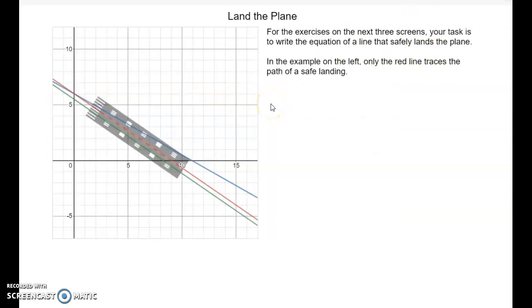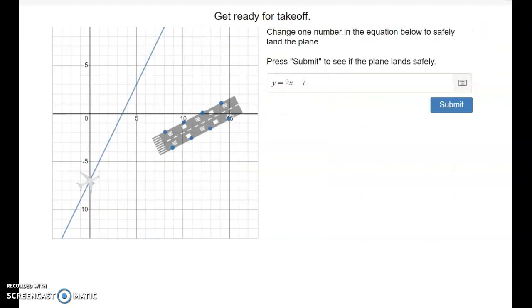For this exercise, for the next couple screens, we're going to write an equation that will safely land the plane. In the examples on the left, only the red traces the path of safe landing. As you can see here, this red line goes straight through the middle, the dashed line, the center of the tarmac. And if you click it, you can see that the y-intercept is at 6, the x-intercept's at 9. You can see over here, and green is something different. So we want to land the plane safely in the middle of our tarmac.